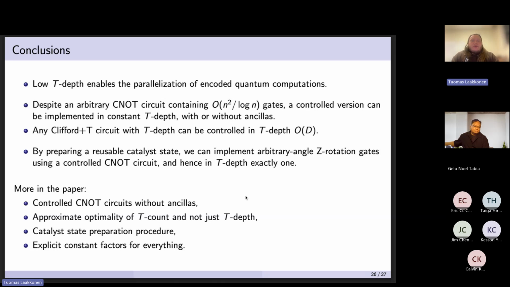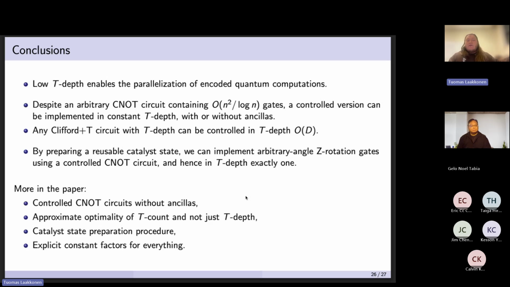And so we came up with a few specific low T-depth constructions. The first and most important of which was, despite an arbitrary CNOT circuit being O(n²) gates long, we can come up with a controlled version that could be implemented in constant T-depth, either with or without ancillas, although I didn't show the without-ancilla case here. And from that, we got two applications, one of which is that if you had any Clifford+T circuit with a low T-depth, then its controlled version also has low T-depth.